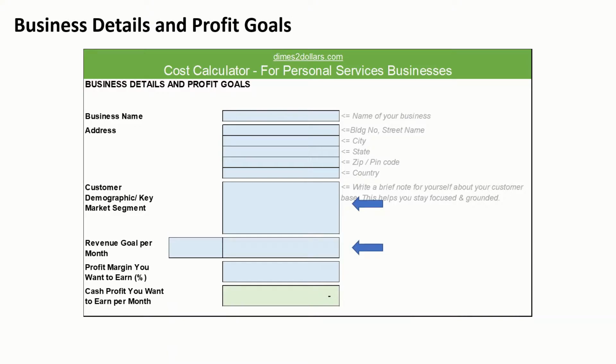Also down in this section, you're going to set some goals for yourself and for your business: revenue goals, profit margin percentages, and the cash profit, which the file will calculate for you. So these goals are going to play into our decision making as you move further along with the file.